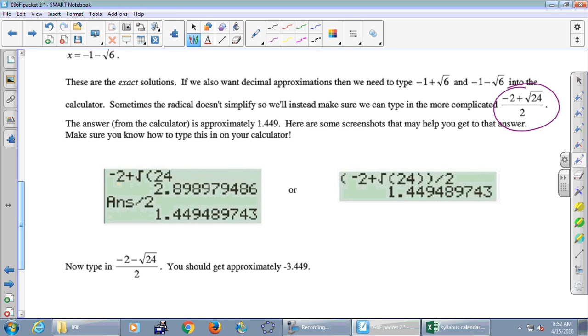Two options. For me personally, I prefer to do it in two steps. I do the entire numerator, negative 2 plus the square root of 24. That is right there, and I type it in just like that. So type that in, hit enter. Make sure you get what's on the screenshot there, 2.89 and change. And then once you've done that, just hit the division sign and then the 2. We should get 1.449 and change.